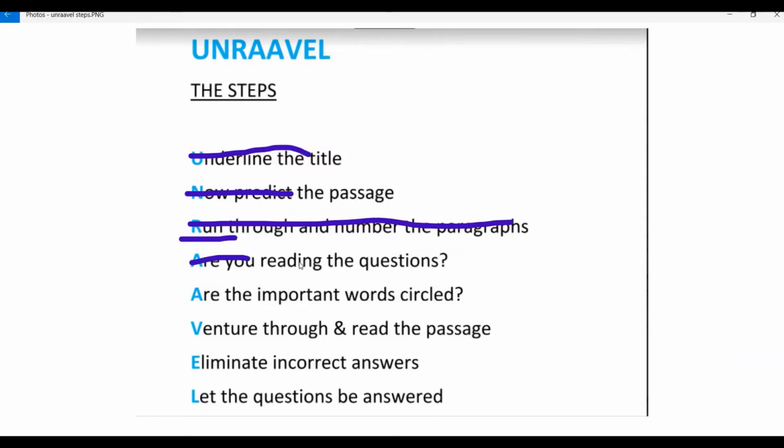Now the reason we do that is we now know what we're reading. We know that we're going to read a story about some seahorses. We know that there are 3 paragraphs for us to get to. We know by reading the questions what we are looking for. So now we have a purpose. By reading the questions, that gave you a purpose for your reading. Now we're not going to read yet. The next step is, are the important words circled?